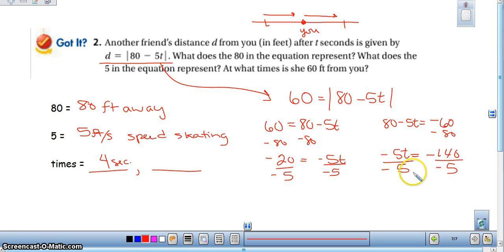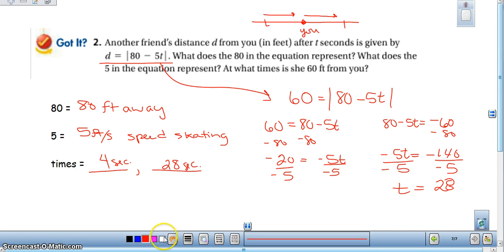So as we solved our last one, again, negative divided by negative, t is equal to, 5 goes into 14 actually 2 times. We're left with a remainder of 4. 5 goes into 40 8 times. So we would have 4 seconds and 28 seconds.